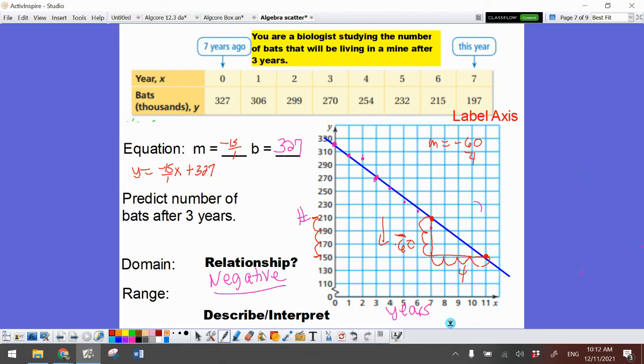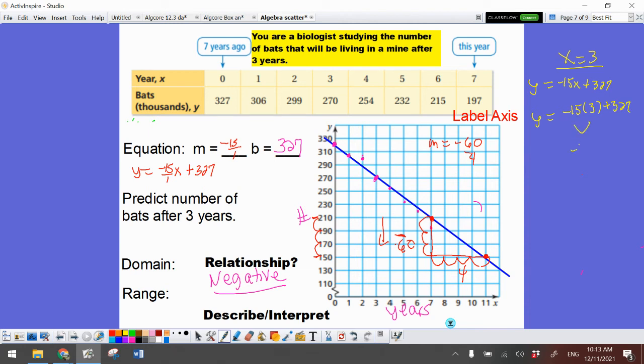Okay, so we're going to use our equation to estimate how many bats there will be after 3 years. So that means that our x is 3. So here's our equation: y equals negative 15x plus 327. And we're saying x is 3. So y equals negative 15 times our 3 plus 327.